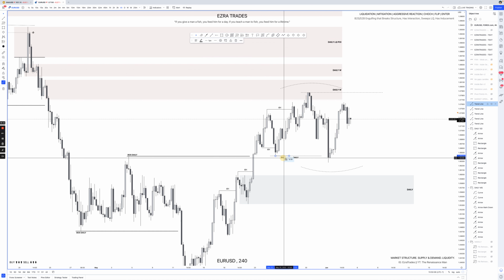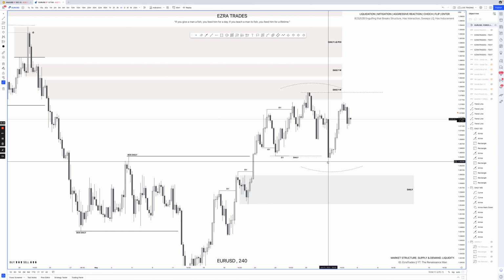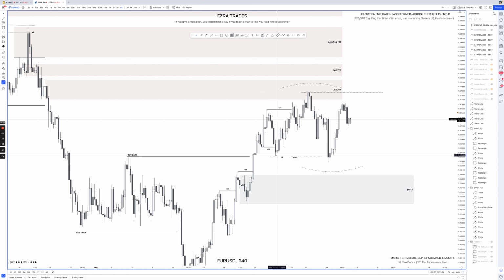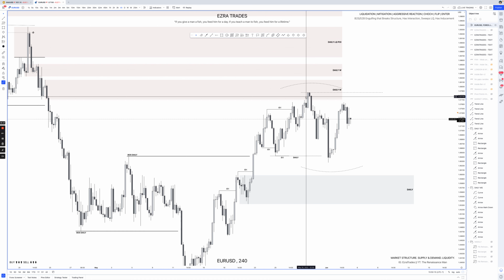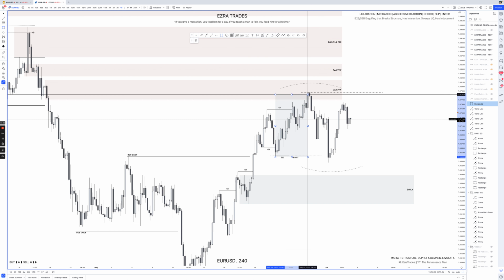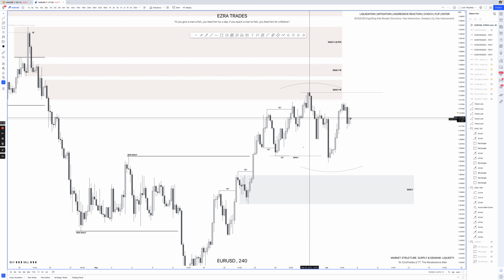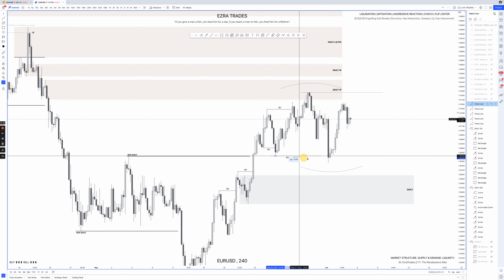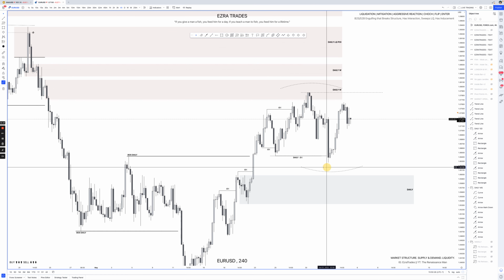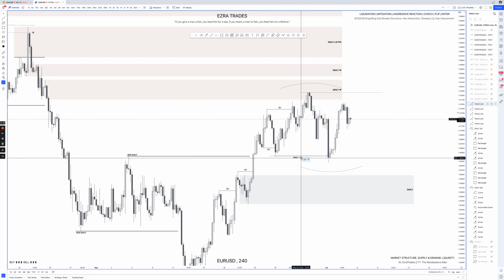So this is the 4-hour, right? If this went, then we have a break. Now that's interesting, right? This is supposed to be protected. It made this new high. We could argue, for example, that this would be one big swing, right? Here we have a 4-hour break of structure. So on the daily time frame, it's not a break, but on the 4-hour it is.